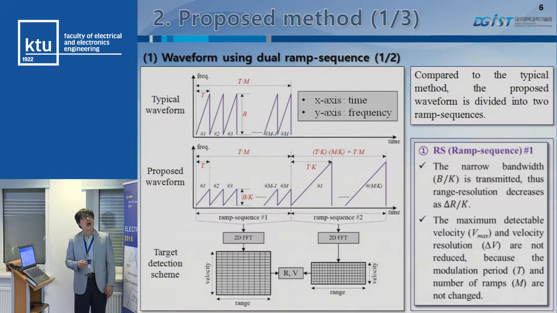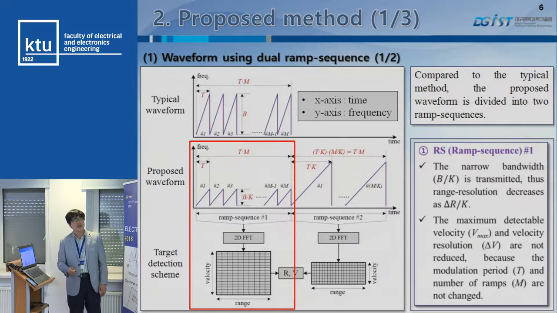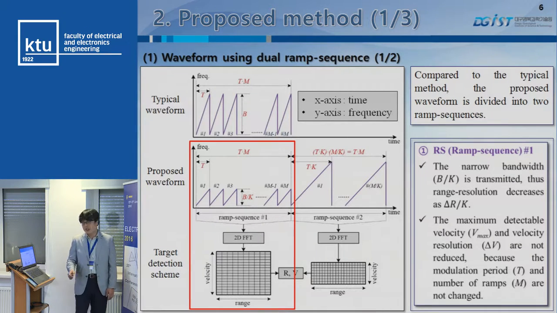So in this page, I will present the proposed method. First, the typical waveform. Compared to the typical waveform, the proposed waveform is divided into two ramp sequence sections. In the first ramp sequence, a narrow bandwidth is transmitted compared to the typical method. So range resolution decreases as delta R times K, but maximum detectable velocity and velocity resolution are not reduced because the modulation period T and number of ramps are not changed.